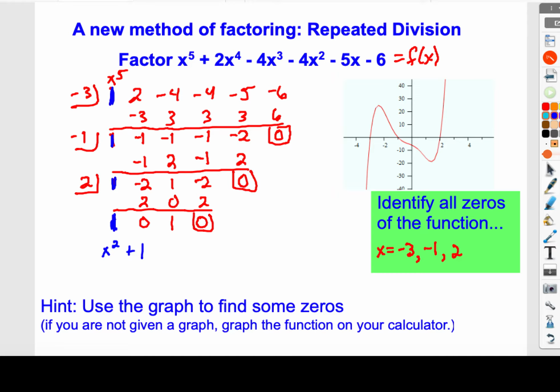since that's not really factorable, what I can say is that f of x would factor into, well, we're going to have x plus 3 from that -3 over here. We would have an x plus 1 from our -1. x minus 2, remember that our factors are always x minus the zeros. And then finally, because x squared plus 1 doesn't really factor as we would normally factor it, we will just leave that as x squared plus 1.